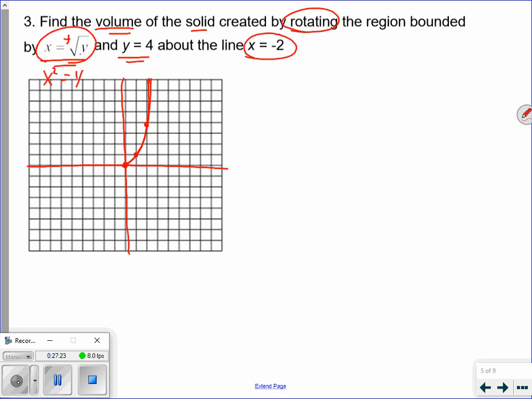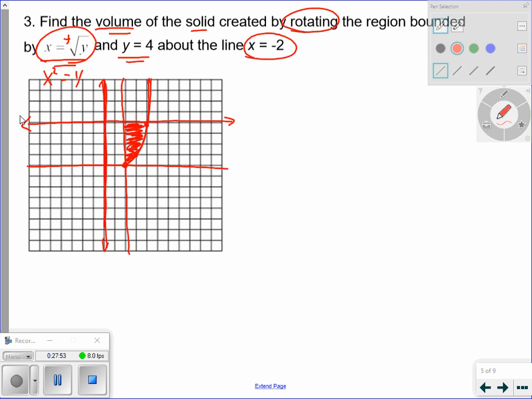Right. So that's our first bounded region. Our second bounded region is at y equals 4, which is this line right here. Okay. And then we're gonna take this region here, and we're gonna rotate it about the line x equals -2, which is right here. Okay. So this region around this vertical line here.